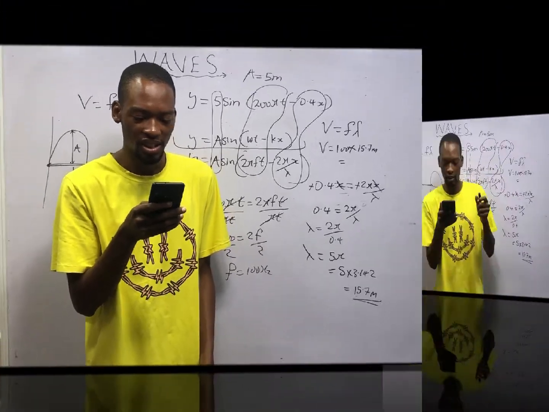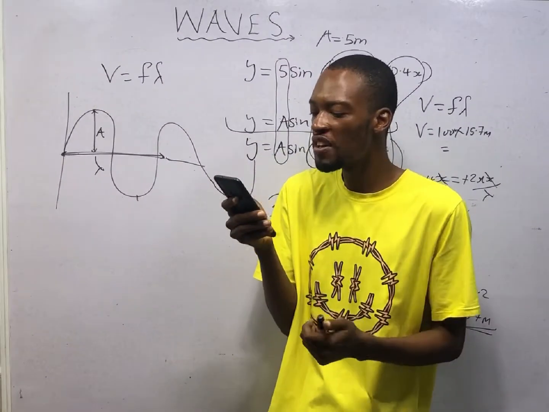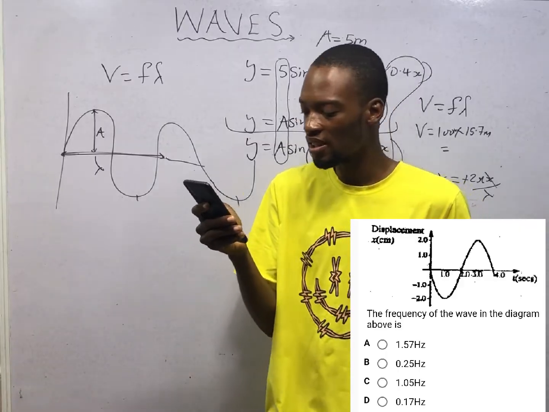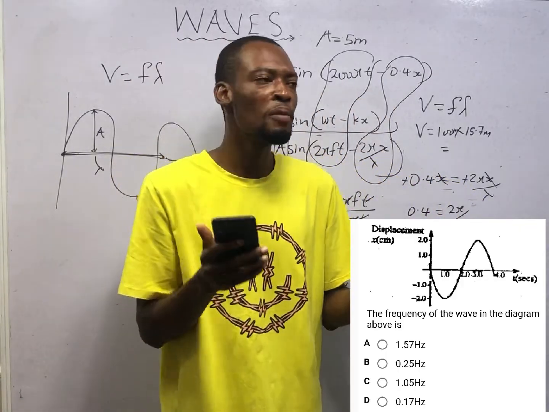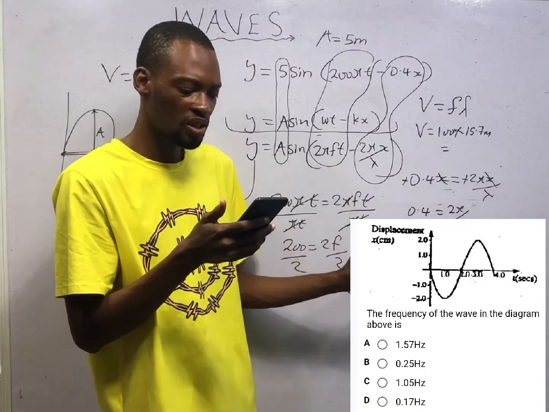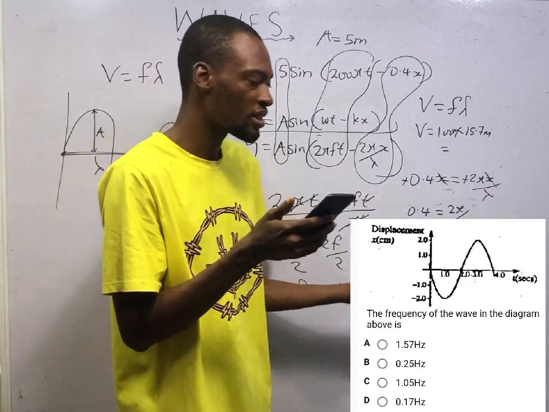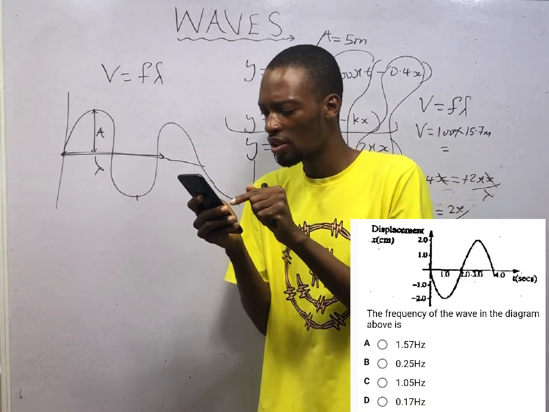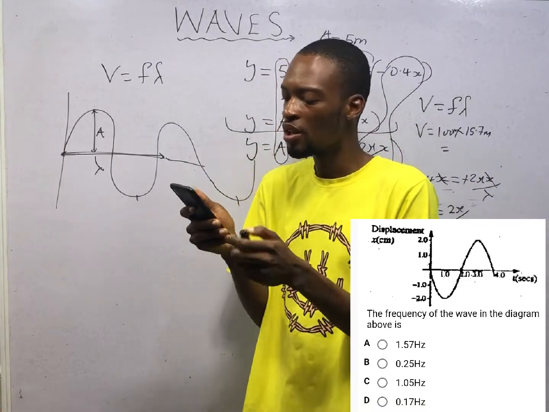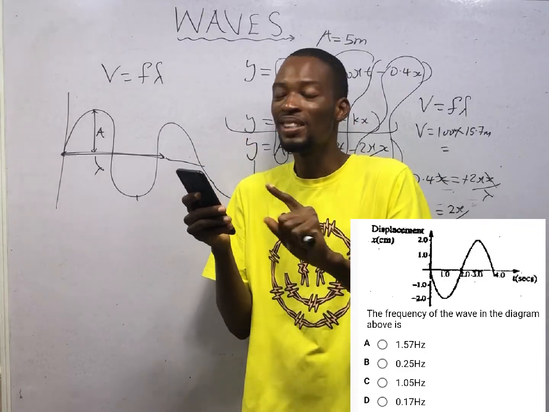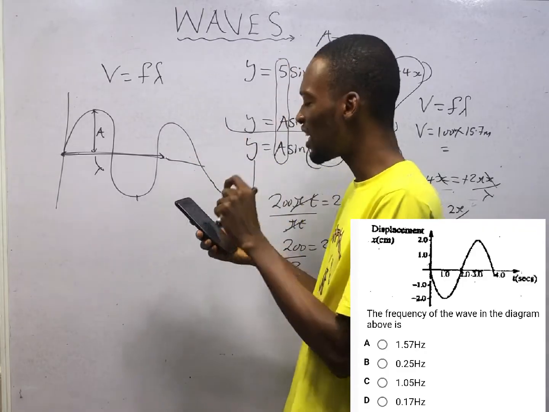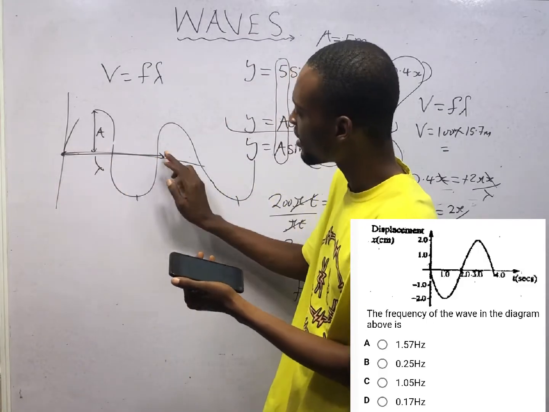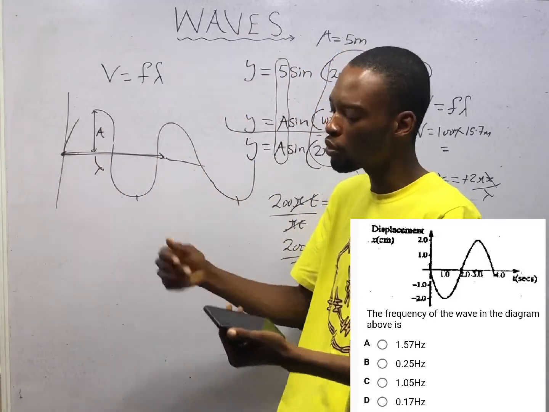Then the next question says, the frequency of the wave in the diagram above is dash. Now what is frequency? Frequency is the number of oscillations per second. Now, how many oscillations do we have in this wave? We simply have one oscillation because that wave goes to and fro. It is a complete wave, or that wave simply has one wavelength. From here to here is a full wave or a full oscillation.